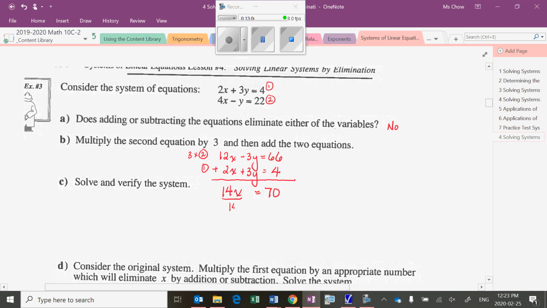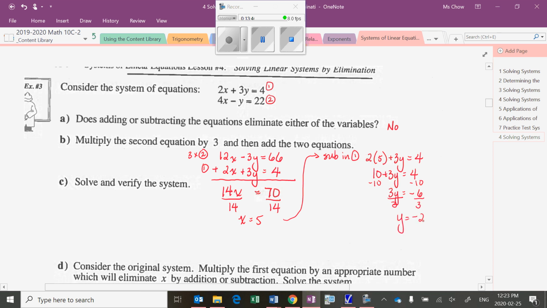Then solve, divide both sides by 14. So then x equals 5. Then we want to figure out what our y value is. So we will substitute it into either equation 1 or 2. Doesn't actually matter. I'm going to say substitute it in 1. So then 2 times 5, which is our x, plus 3y equals 4, or 10 plus 3y equals 4. Solve by subtracting 10 from both sides. 3y is equal to -6. Divide both sides by 3, and y is equal to -2.